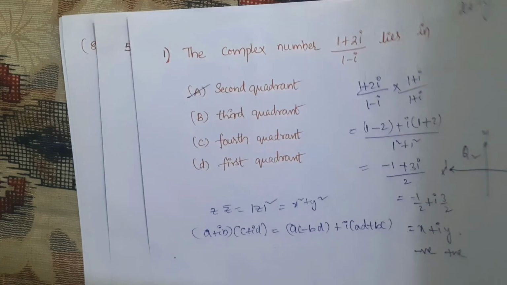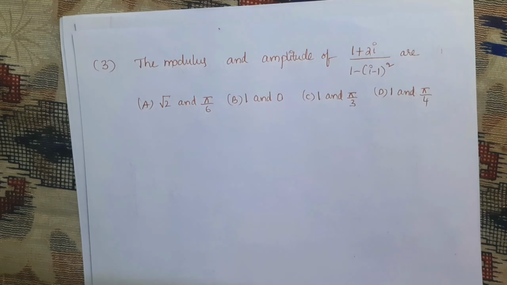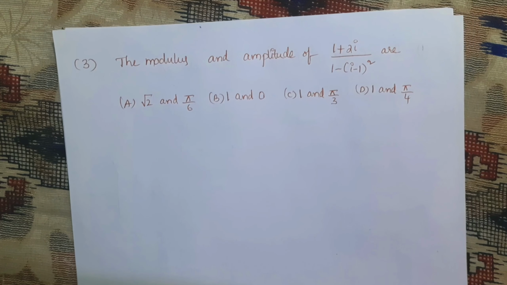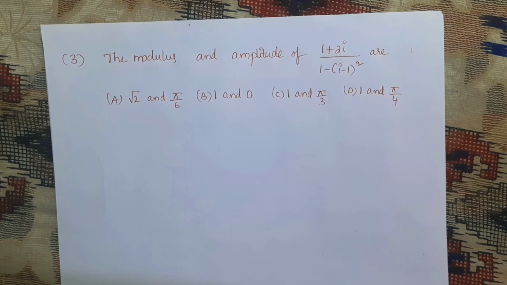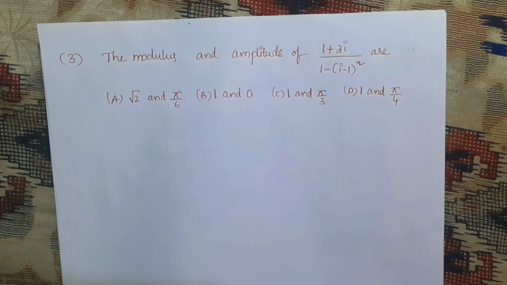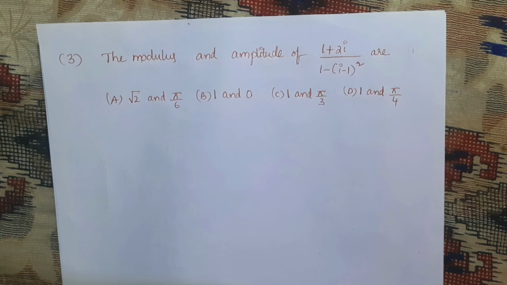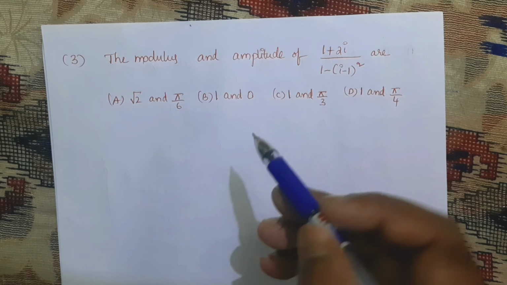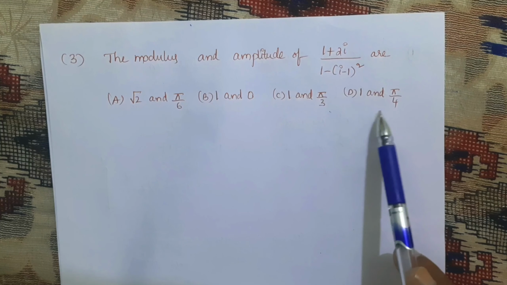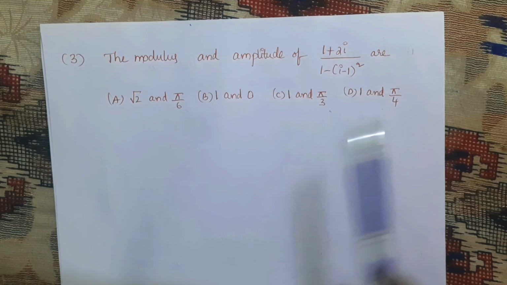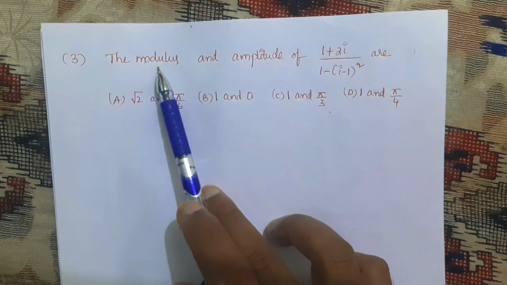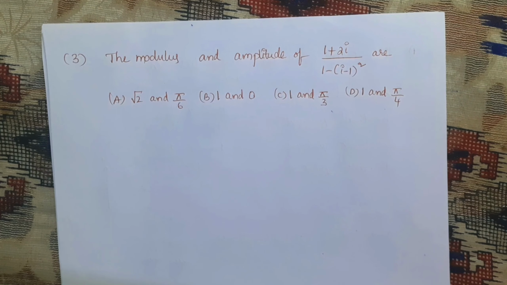Next question. The modulus and amplitude of ((1 plus 2i) by (1 minus i)) minus 1, whole square, are: root 2 and pi by 6, 1 and 0, 1 and pi by 3, 1 and pi by 4. We need to find in order the modulus and also the amplitude.